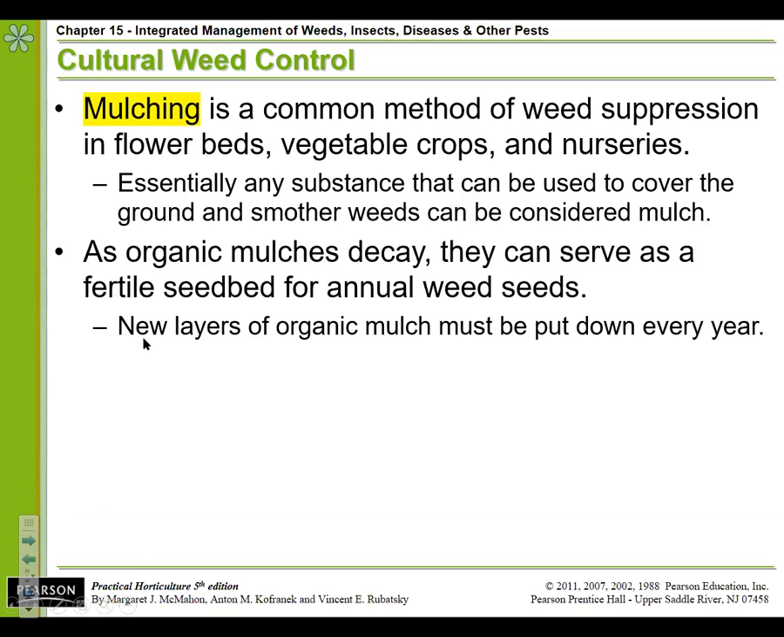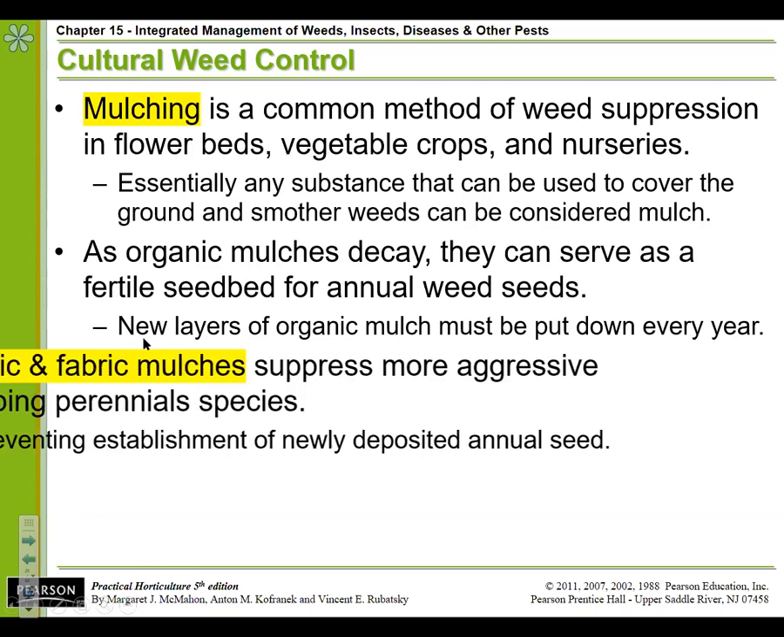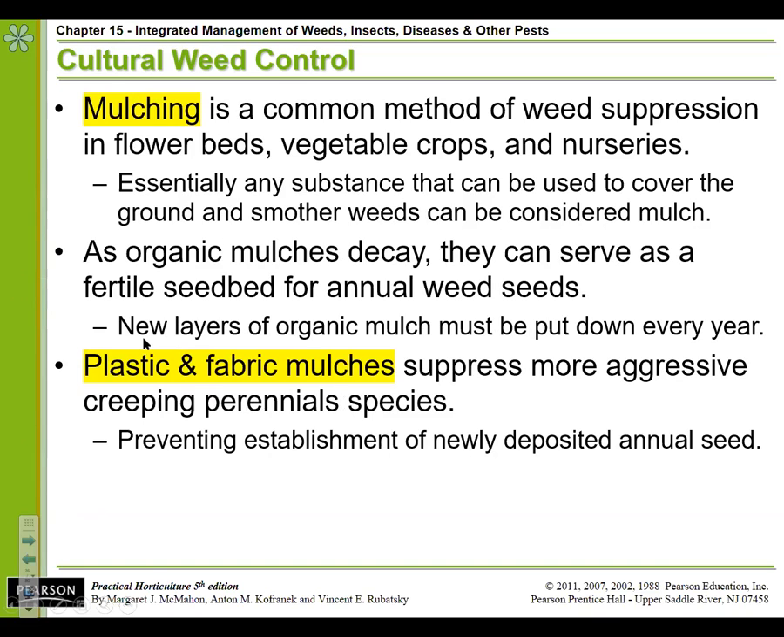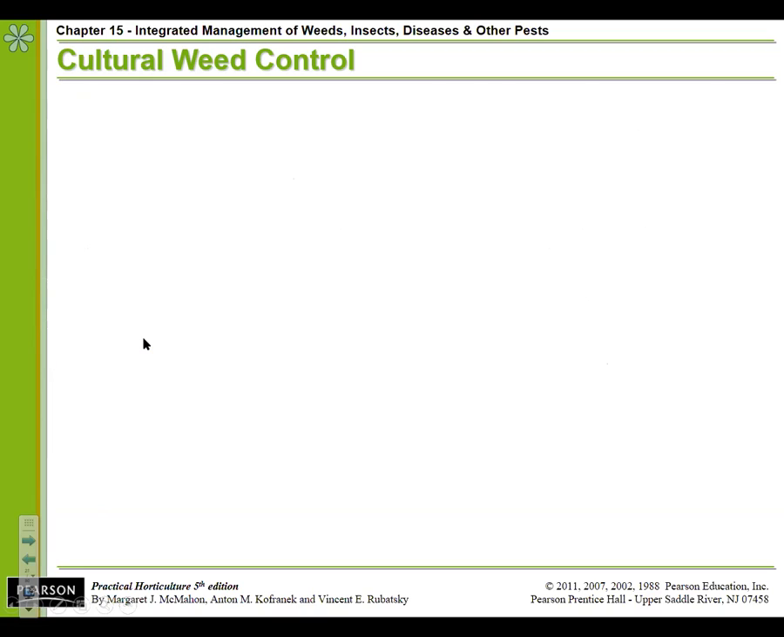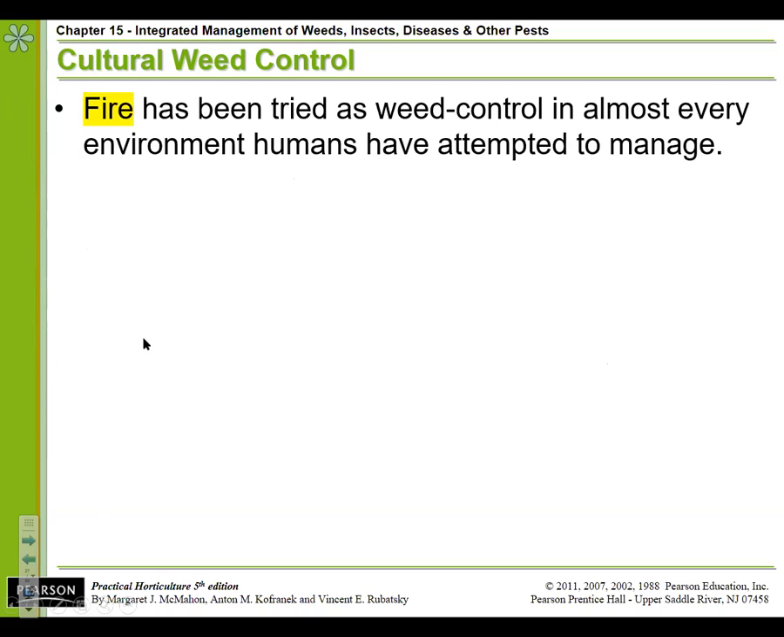Organic mulches are great because they're adding organic matter to the soil as they decompose. The plastic and fabric mulches tend to do a better job of smothering weeds out, preventing them from the first place. So a lot of organic growers commercially use plastic mulches in the rows, and then they might mow or weed eat in between the rows.